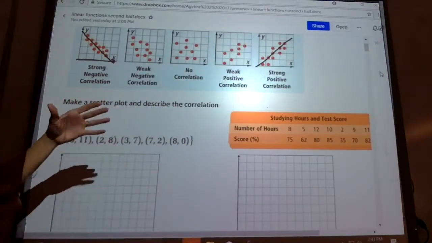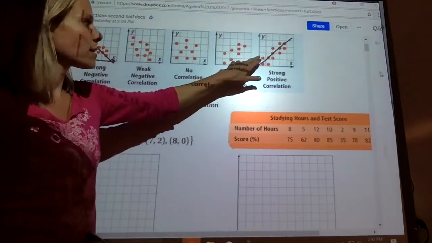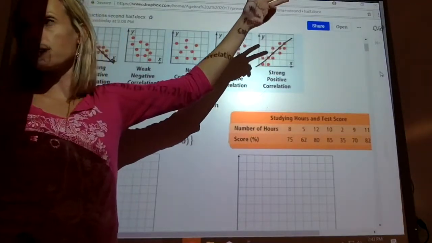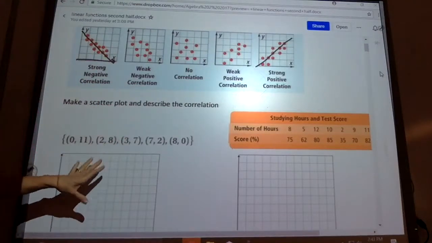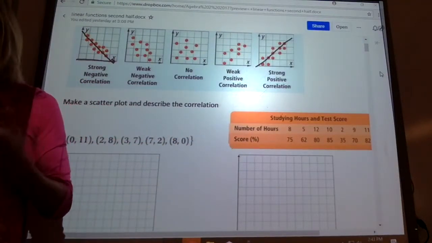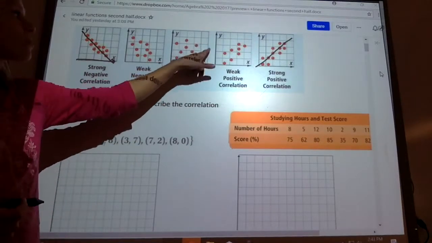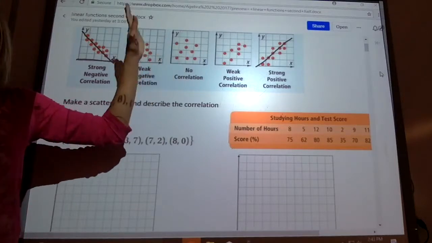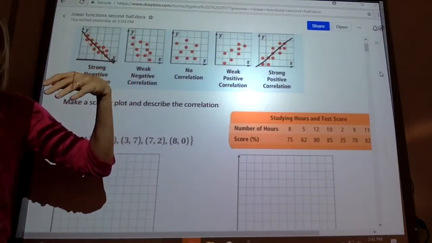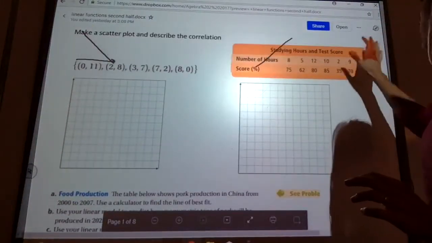So when you graph points, if they're scattered and going down, that's negative. If they're scattered but going up, that's positive. So we're going to look at these two, and we're going to graph the points and decide is it negative or a positive correlation, or maybe none. None correlation would be you just have points flying everywhere and you cannot see that it's going up or down. So let's graph this first one.